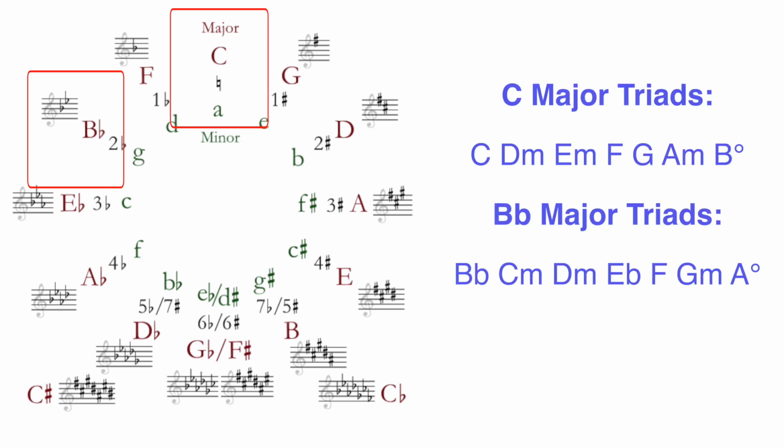So if we look at the chords of C major and the chords of B flat major side by side, we can see that they both have a D minor and they both have an F major chord, okay? So why is this important? Well, it brings me to the next point, pivot chords. So what the hell are pivot chords?